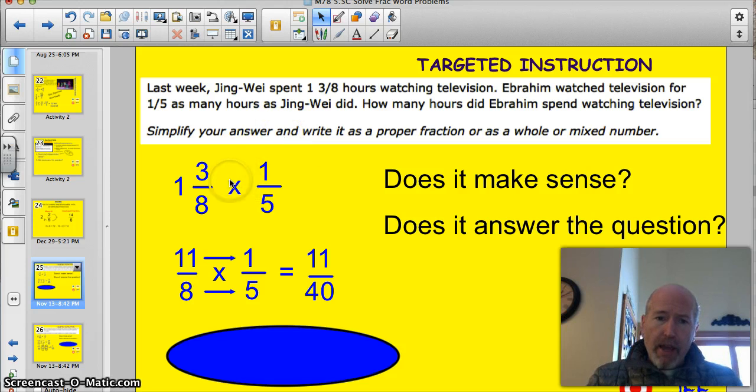Well, this number's okay, but this dude here, as a mixed number, we got to switch that into an improper fraction. So 1 times 8 is 8, plus 3 is 11. So I rewrote that, 11/8 times 1/5. Now if you look here, there's no way to reduce any of those fractions. I can't divide anything out either in the numerator or the denominator, or looking diagonally I can't reduce either. So just multiply straight across. 11 times 1 is 11. 8 times 5 is 40. 11/40.